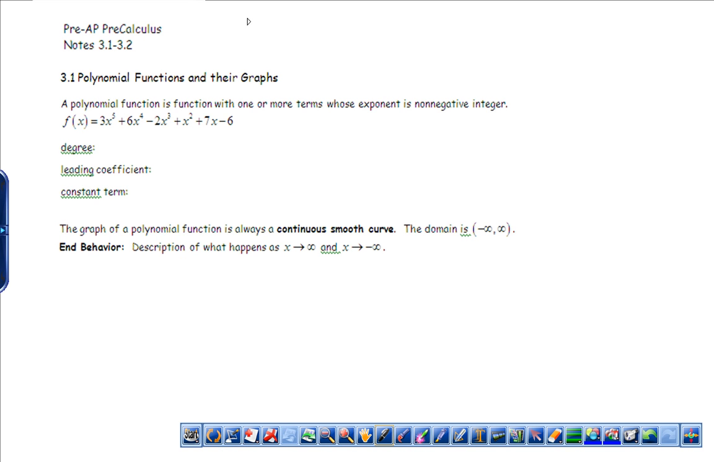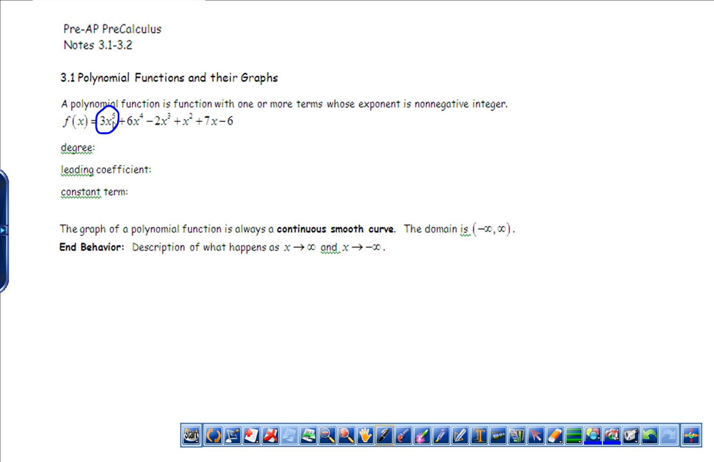Okay, this is 3.1 and 3.2 notes. First of all, let's look at polynomial functions and their graphs. It says a polynomial function is a function with one or more terms whose exponent is non-negative integers. So it doesn't matter the order of your polynomial, but let's look at the one with the biggest exponent, and that's the one I'm going to look at.